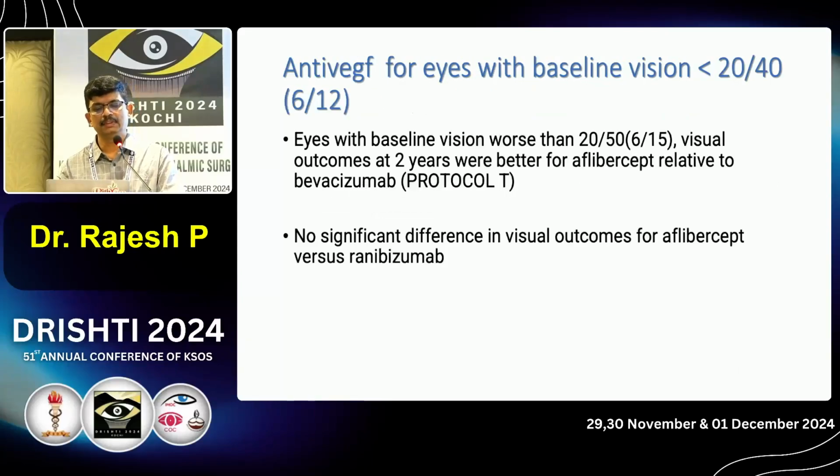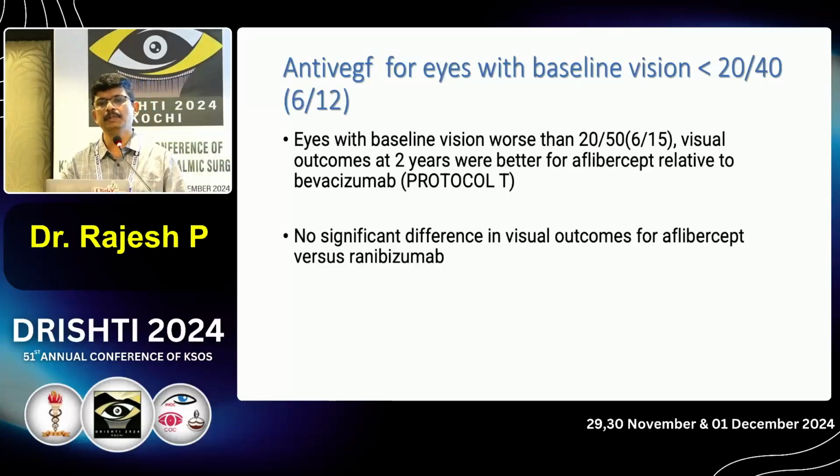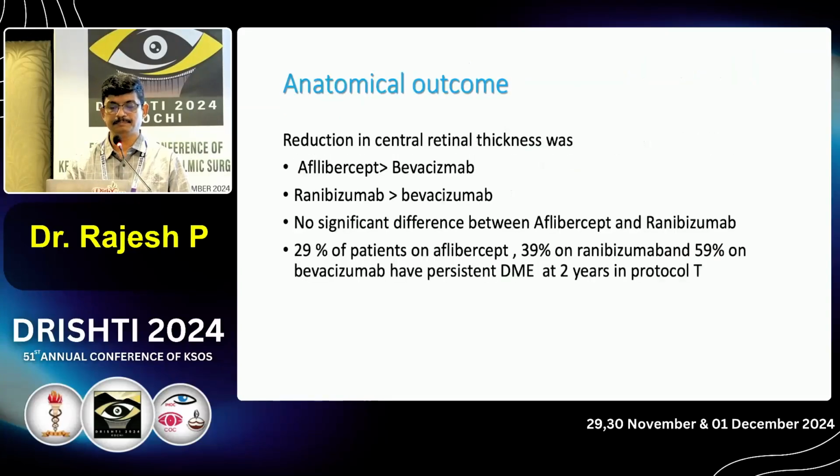But if the patient's vision is less than 6/12, it was observed that during the first year of treatment, those patients who received aflibercept had a better visual outcome compared to ranibizumab and bevacizumab. But at the end of 2 years, the difference between aflibercept and ranibizumab was nullified, and only those patients who were on bevacizumab had a poor visual outcome compared to aflibercept. In fact, there was not much difference between aflibercept and ranibizumab. So if a patient has a vision less than 20/40, we should be treating the patient with either aflibercept or ranibizumab based on the protocol T data.